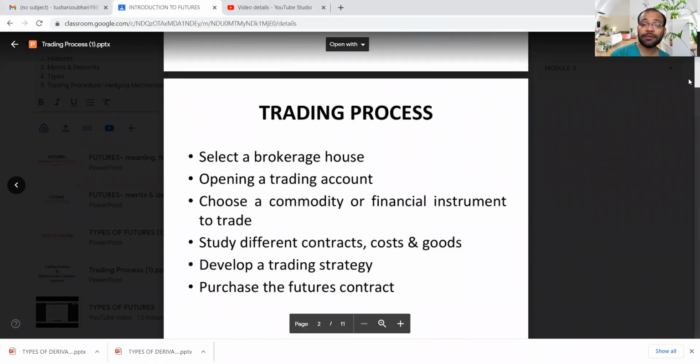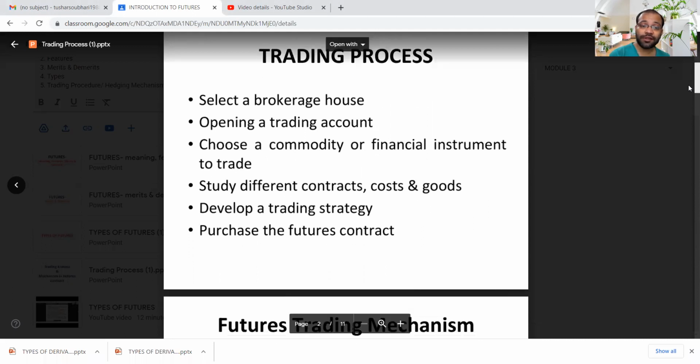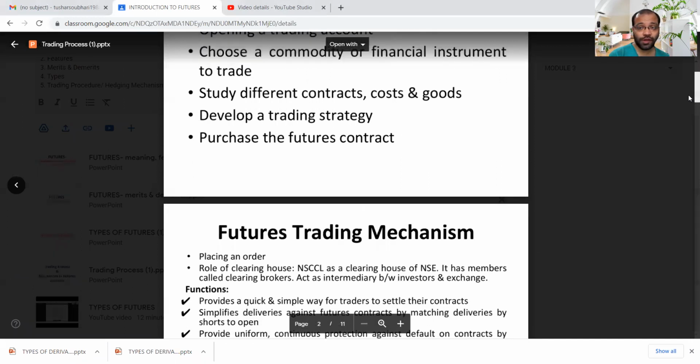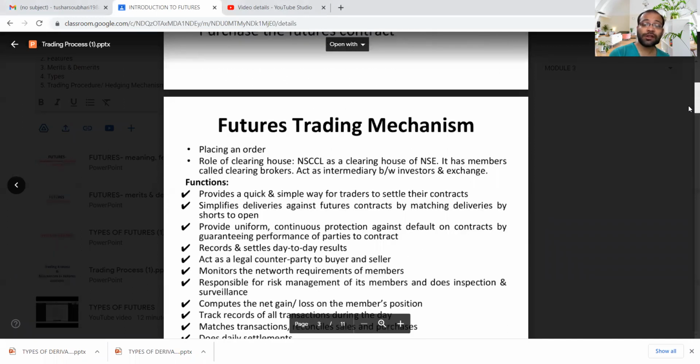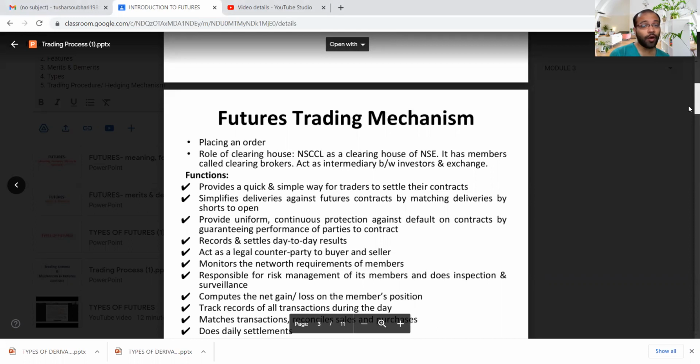The first is about the trading process. So what are the steps in the trading process here? Selecting a brokerage house, opening a trading account, choosing a commodity or a financial instrument, whether you want an agricultural commodity or a financial instrument, then studying the different contracts, costs, and the goods and all, then developing a trading strategy, and finally purchasing a futures contract. Now let us see the futures. Once you buy the futures, how to trade it?